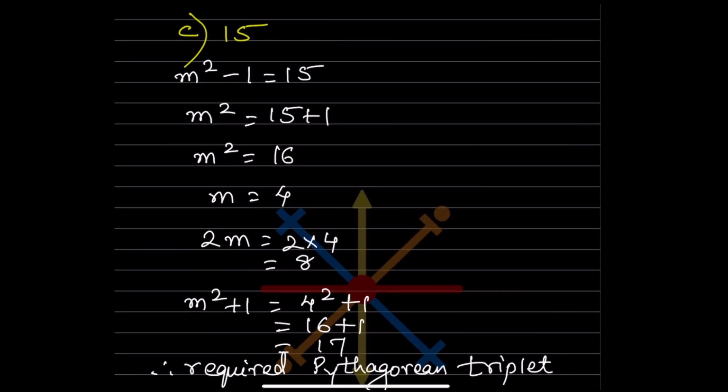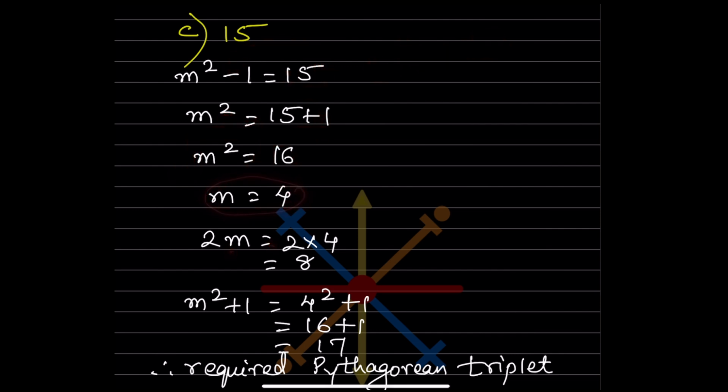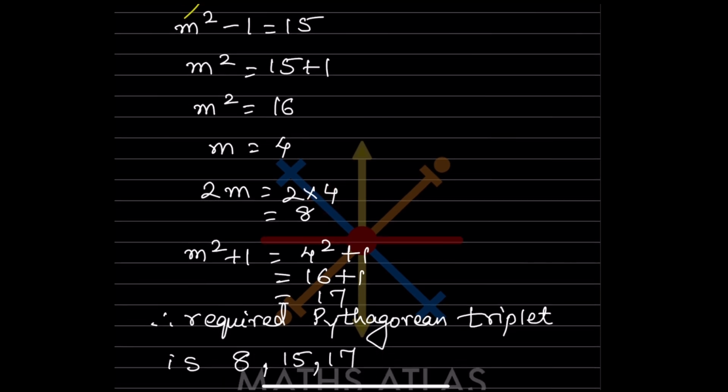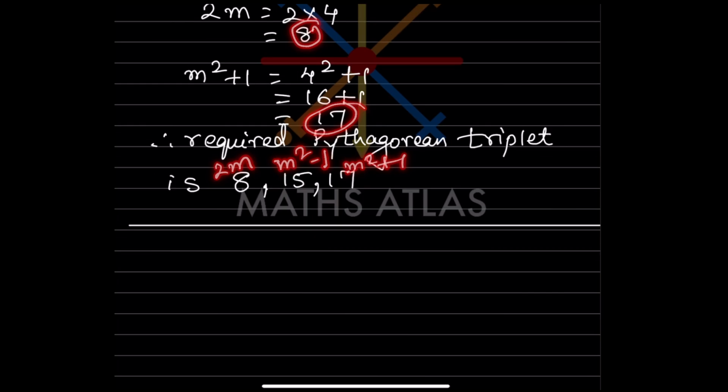Now look at here. If we take 2m equal to 15, then m is 15 by 2, which we get in decimal, so we are not going to consider this one. Now let us see whether it is a perfect square. m square minus 1 is 15, so m square is equal to 15 plus 1, so m square is 16. When you take the square root of both sides, you get 4. So m is 4. So 2m is 2 into 4, that is 8. And m square plus 1, where m is 4, is 4 square plus 1, that is 16 plus 1, that is 17. So the value of 2m is 8, then m square minus 1 is 15, what we have in the start, and m square plus 1 is 17.